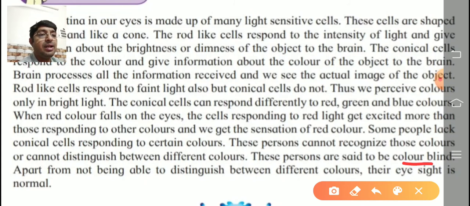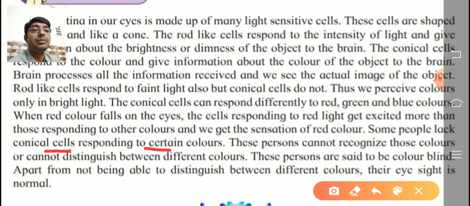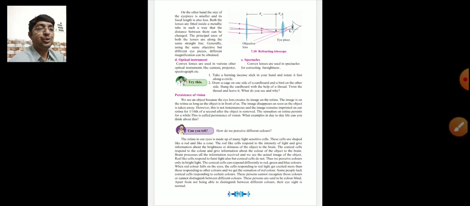What do you mean by color blind? So mark the proper answer. Apart from not being able to distinguish between different colors, their eyesight is normal. Their eyesight is normal, but they are unable to distinguish different colors. Why? Because conical cells are not present in those persons. Lack means absent.